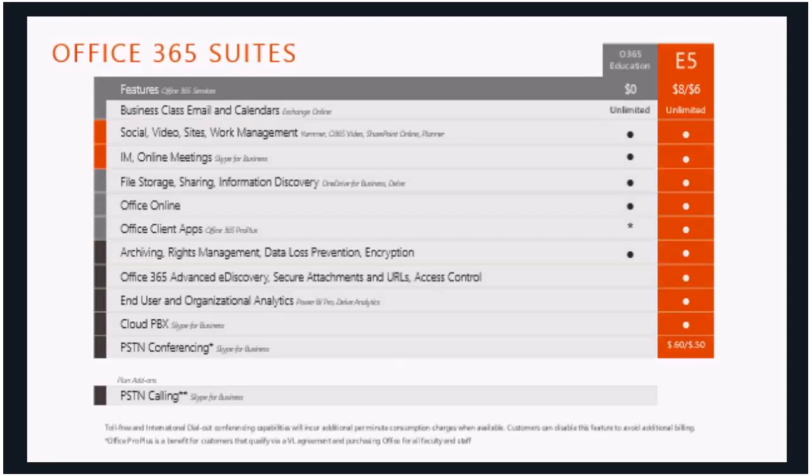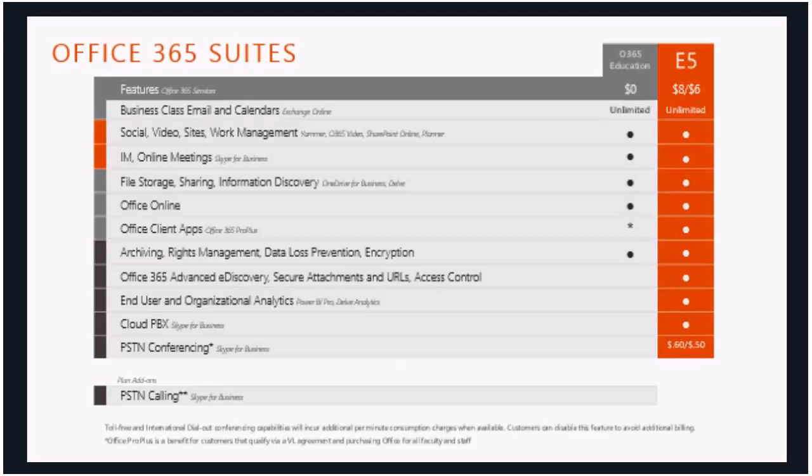And so the first thing I want to talk about is the unlimited email. Essentially, you've got 50 gig mailbox sizes with unlimited archiving and Exchange and all those great things. You've got calendaring, social, video. You guys can read the slide. I don't need to go through it all.